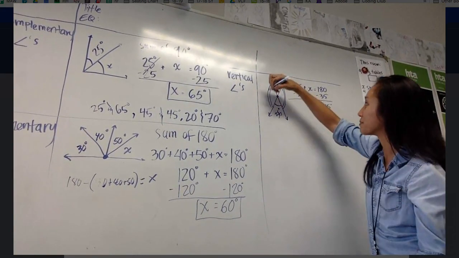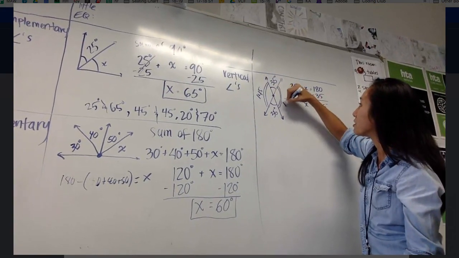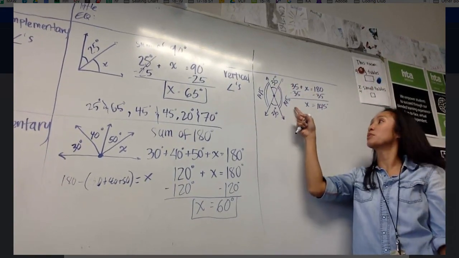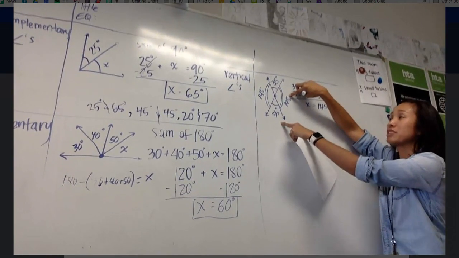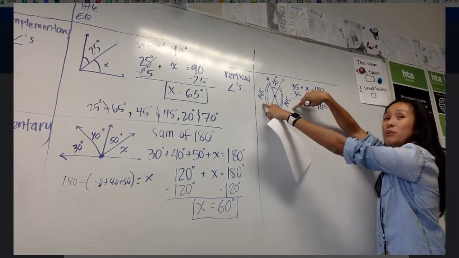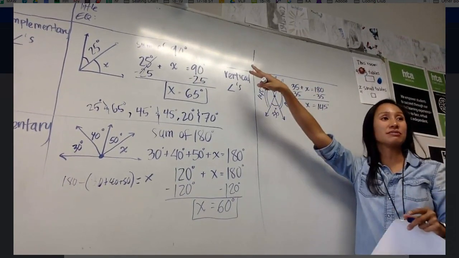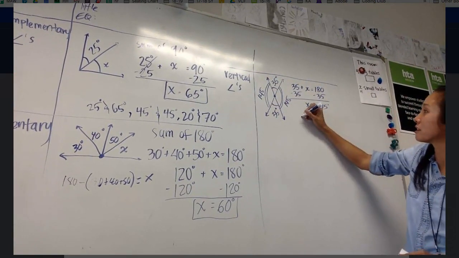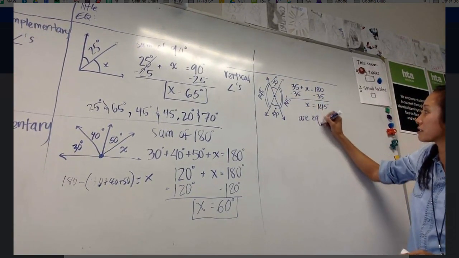You do another supplementary. Now, you could say that this one's 145 because these are supplementary, but you could also say this is 145 because these are what? They're the same. Vertical. Okay, so write down: vertical angles are equivalent.